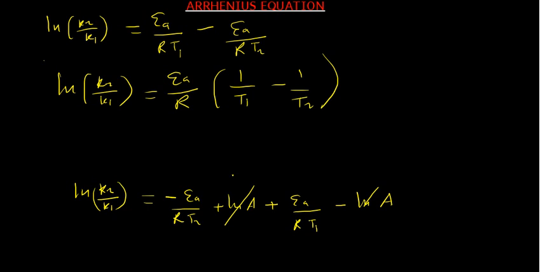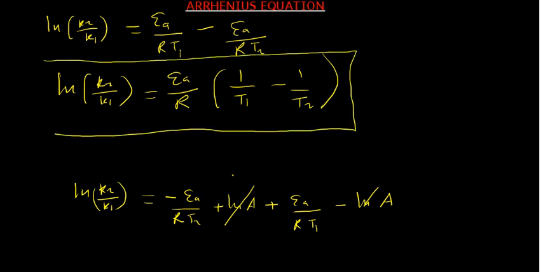So this is the form of the Arrhenius equation which we work with when you've been given two different temperatures and two different rate constants to be able to determine the activation energy. Now let's look at an example. We see how to apply this.